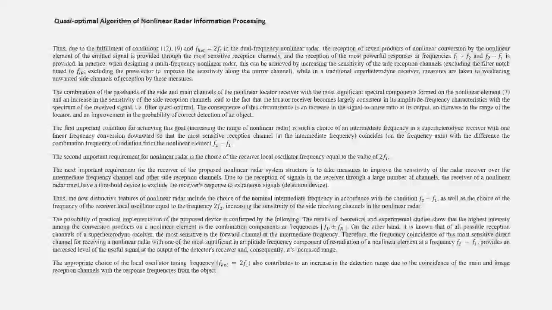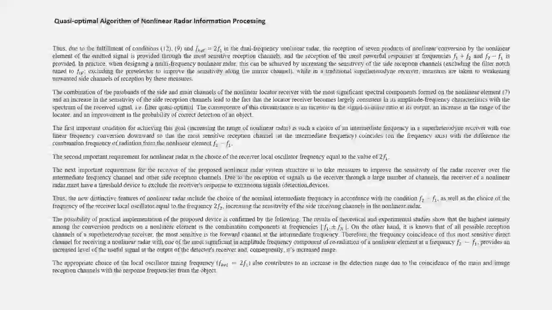In practice, when designing a multi-frequency nonlinear locator, this can be achieved by increasing the sensitivity of side reception channels, including a notch at the IF, excluding the preselector to improve the sensitivity along the minor channel, while in the traditional superheterodyne receiver, measures are taken to weaken the side channels.